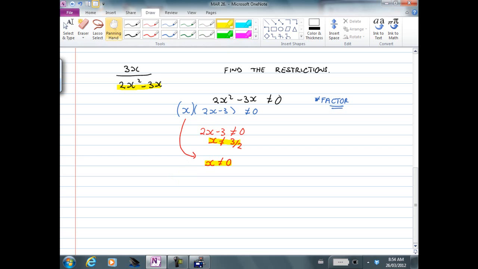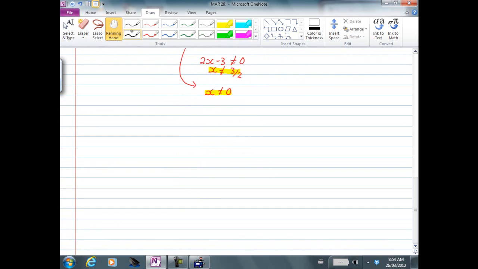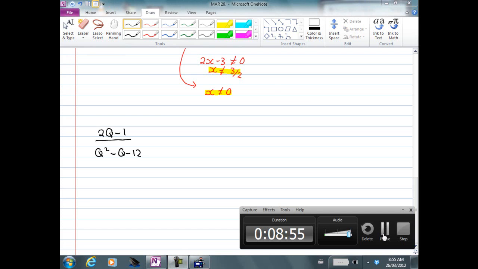Is it that hard? No, not really. Kind of fun stuff. Try this one. 2q minus 1 over q squared minus q minus 12. Good luck. I'm going to pause it again and let you guys go.